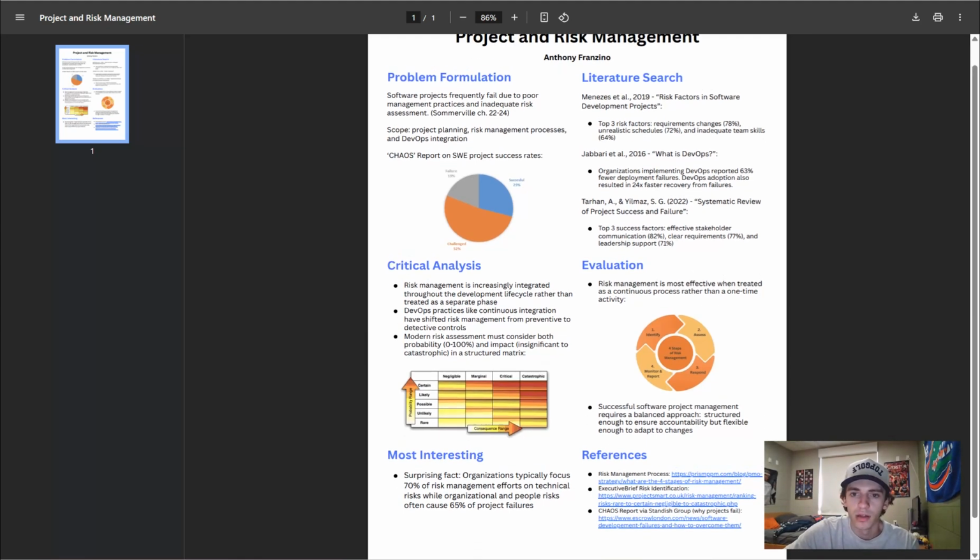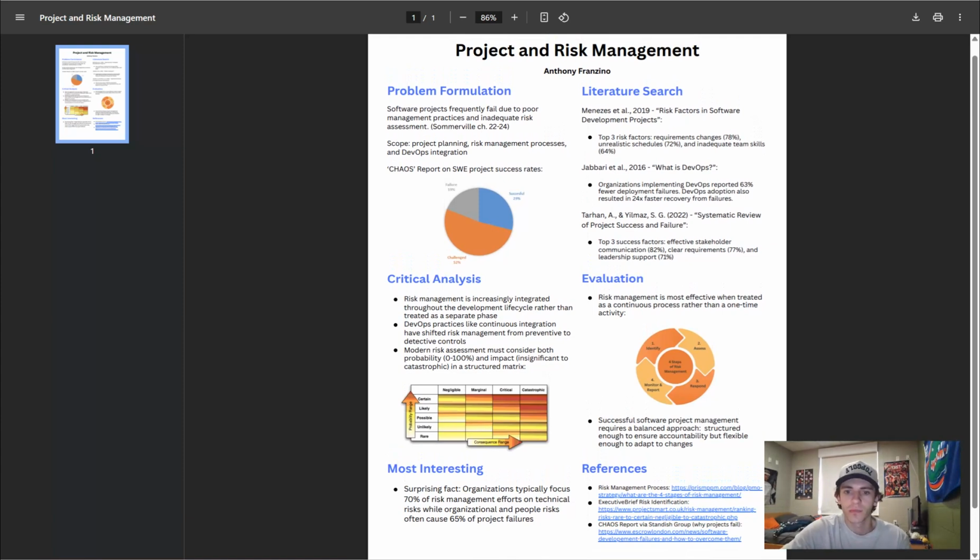And for the evaluation section, like I just said, risk management is most effective when treated as a continuous process rather than just one time. Here are the four steps of risk management: identify the risks, assess the risks, and respond to them as they come up so that they don't persist throughout. Then you monitor and report any possible problems that come up from these risks. This is a cycle that you continuously do throughout.